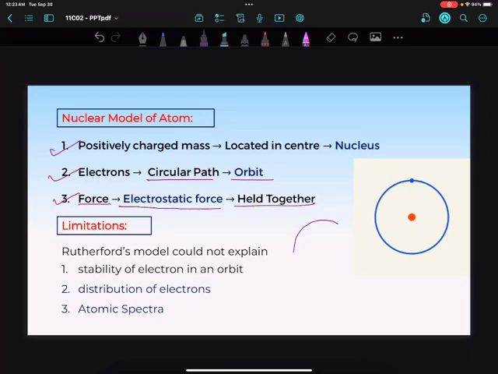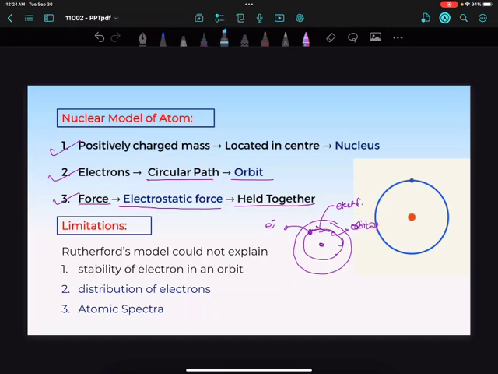Suppose we consider an atom, these are the orbital paths in which the electrons move, and this is the nucleus. For example, this is an electron revolving around it, and there should be a certain energy which makes it revolve around it. This energy is nothing but the electrostatic force, and these are your electrons, and these are the orbitals.